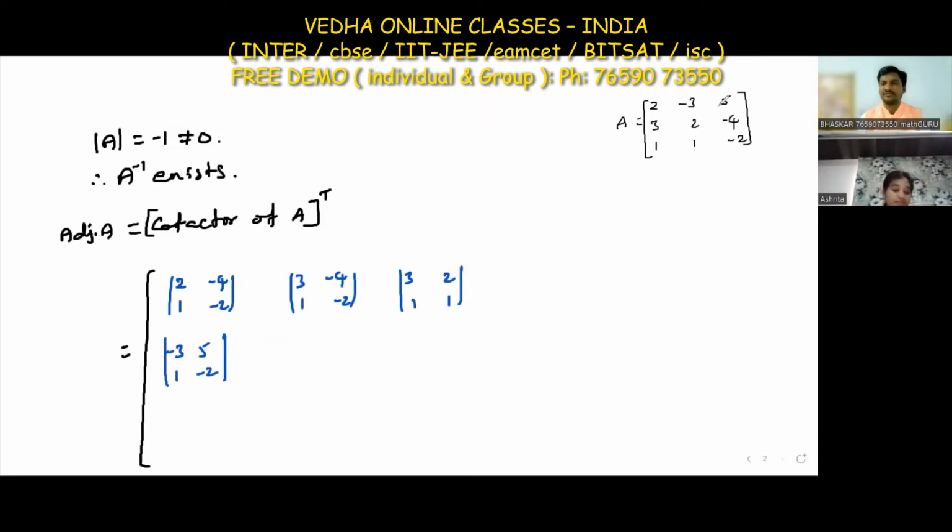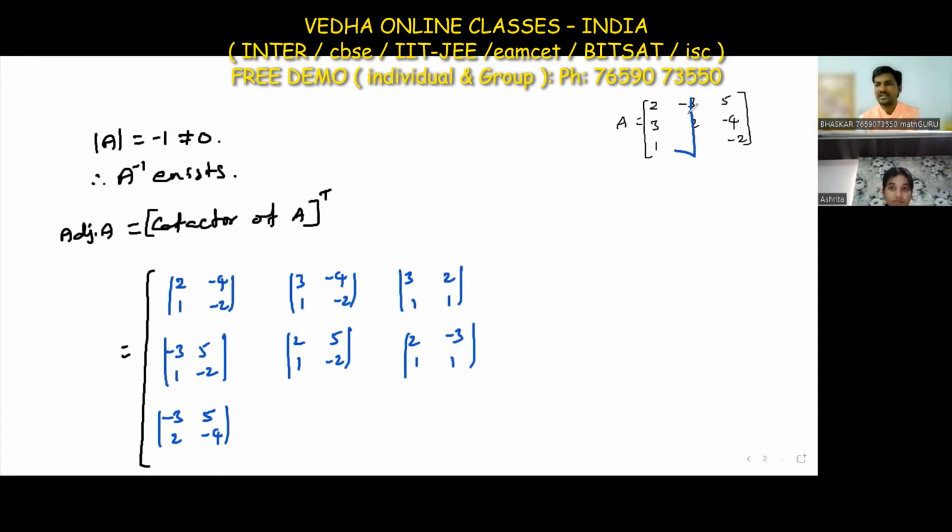Next element: 2, 5, 1, minus 2. Next element, close the row and column: 2, minus 3, 1, 1. Next element: minus 3, 5, 2, minus 4.